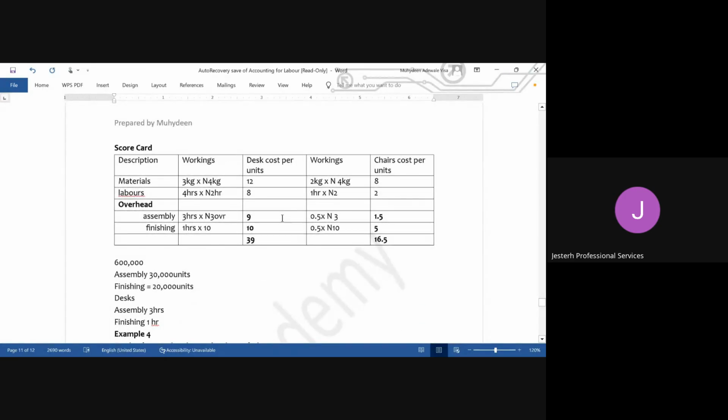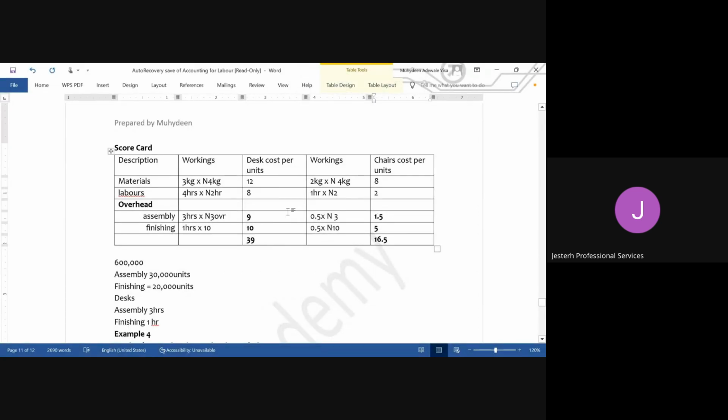Now we come to how we are going to prepare our scorecard to know how much we are going to spend in producing each of the products, the desk and the chair. The material and the labor hour are straightforward. We are not having an issue with that because we prepared it in the first class. Where we are having an issue is how to apportion our overhead, and we apportion our overhead based on the labor hour. We allocate 3 hours to assembly in producing desks, and 3 naira has already been allocated to assembly. Then we multiply, and we are able to get this.